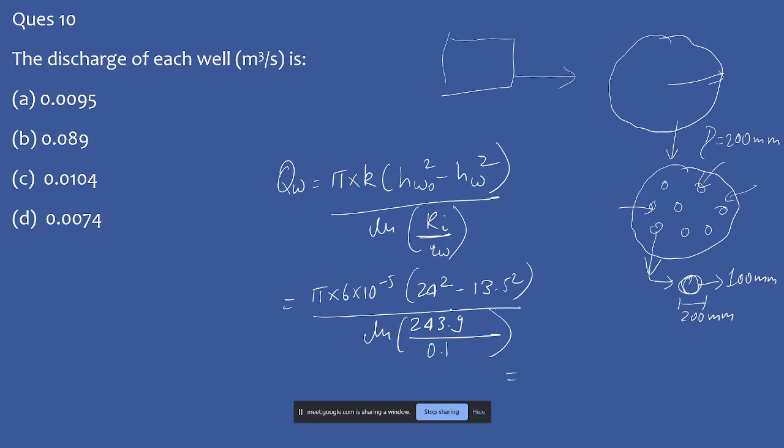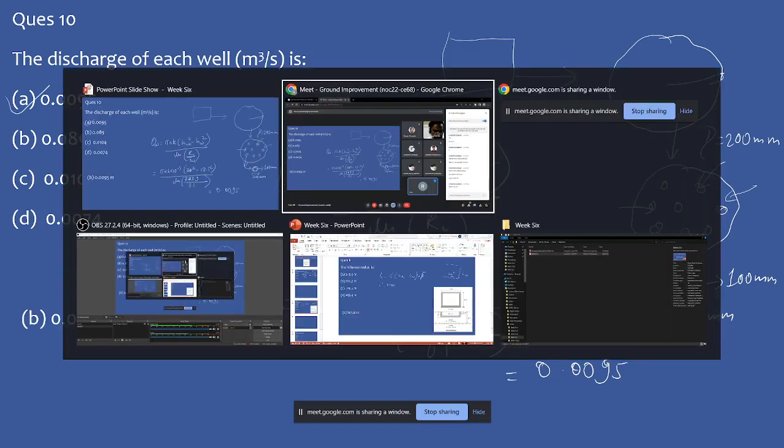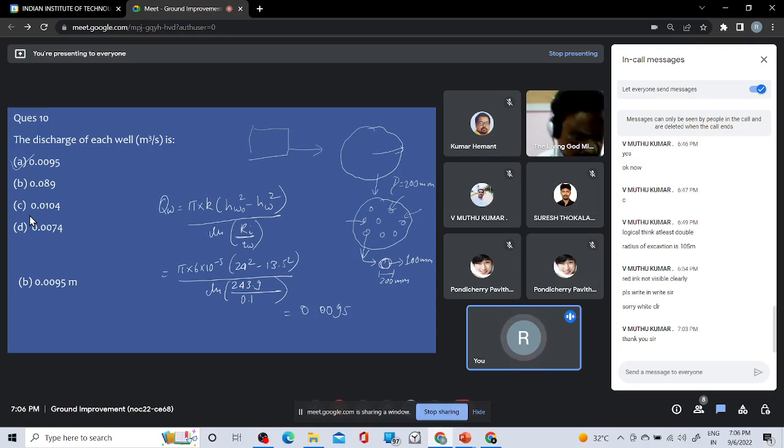Let me calculate it for you. Pi into 6 into 10 to the power minus 5 into 24 square minus 13.5 square. I guess we are getting 0.0095. So option A is the answer. Done with our last question. Guys, any doubt in any part? Though I rushed through the last two questions, we can have a discussion on that, no problem.